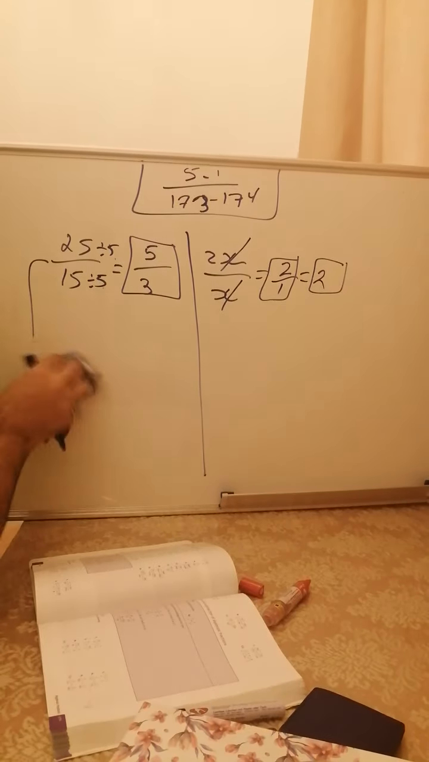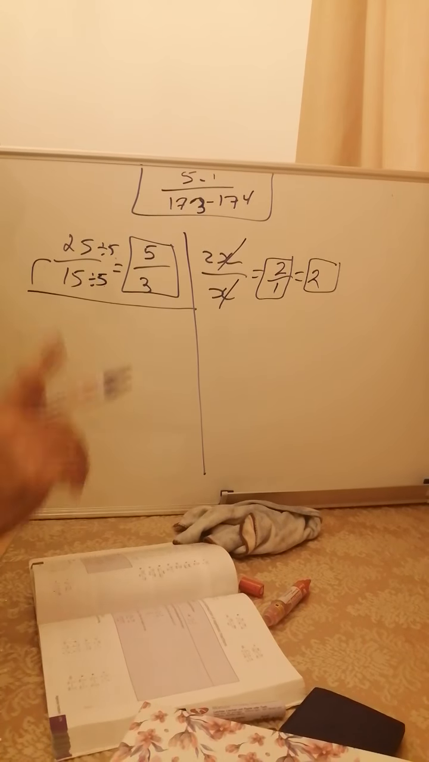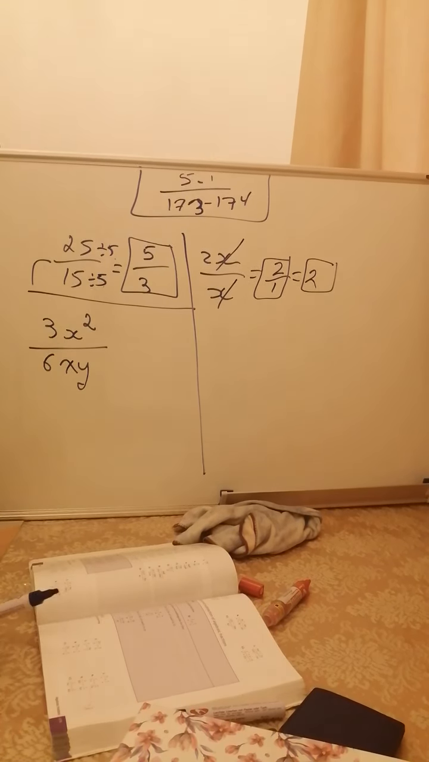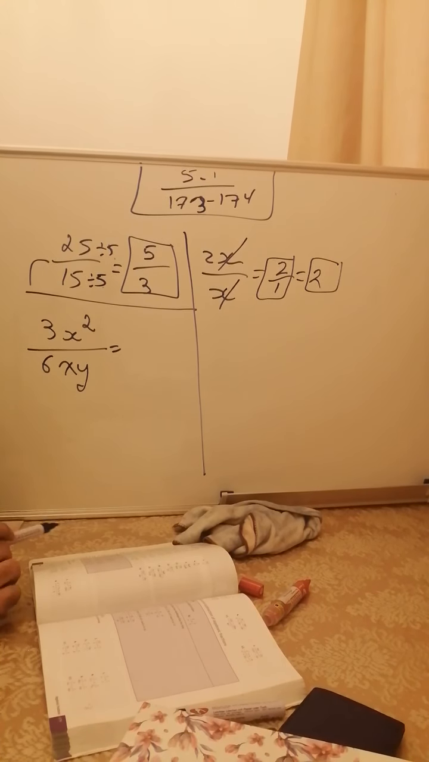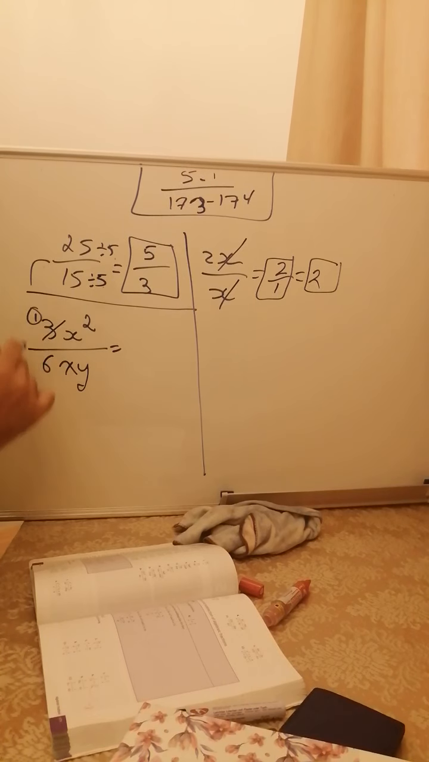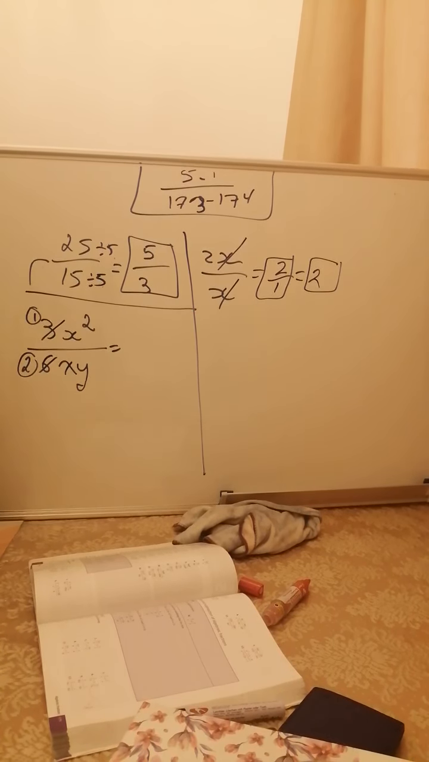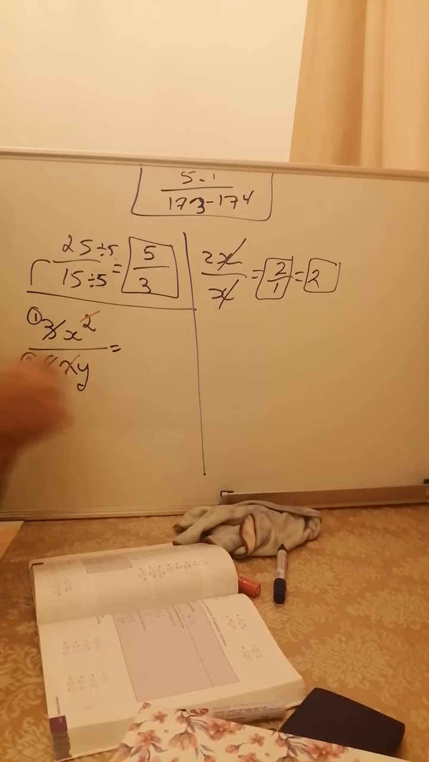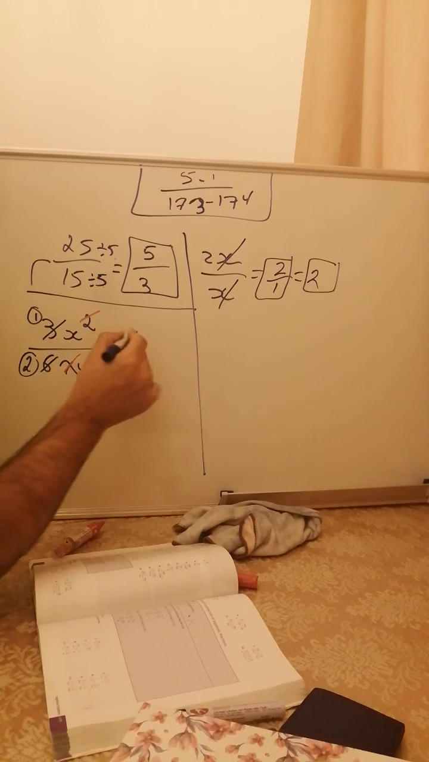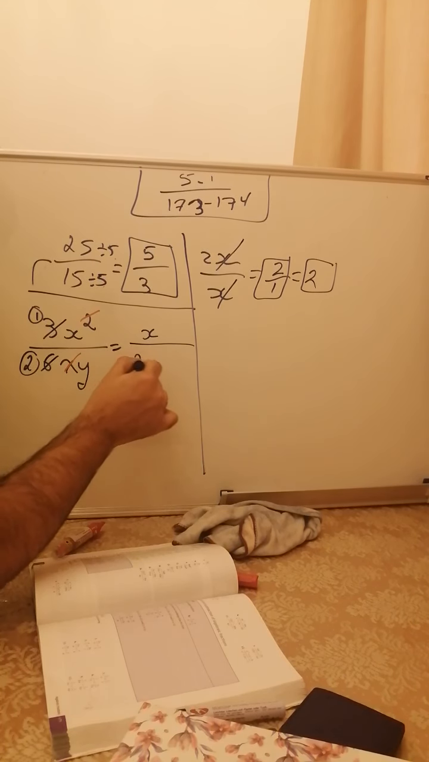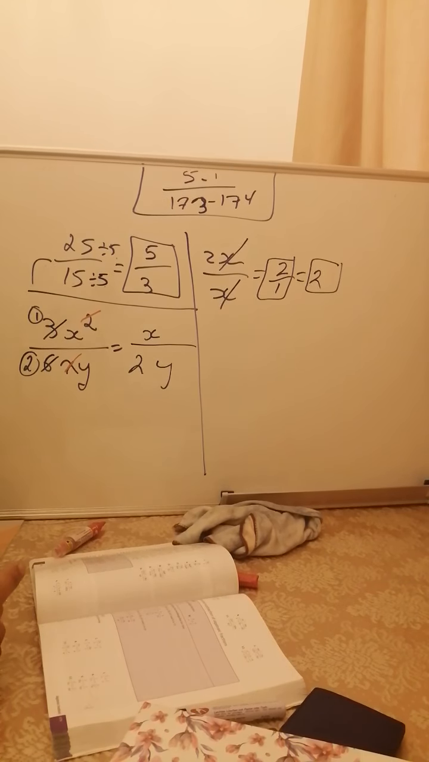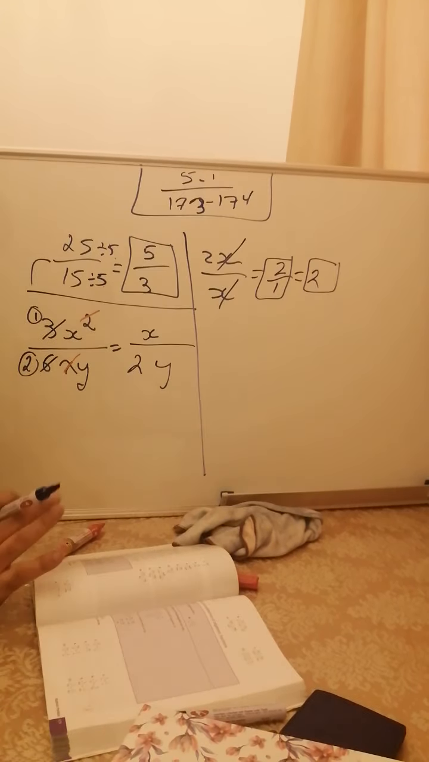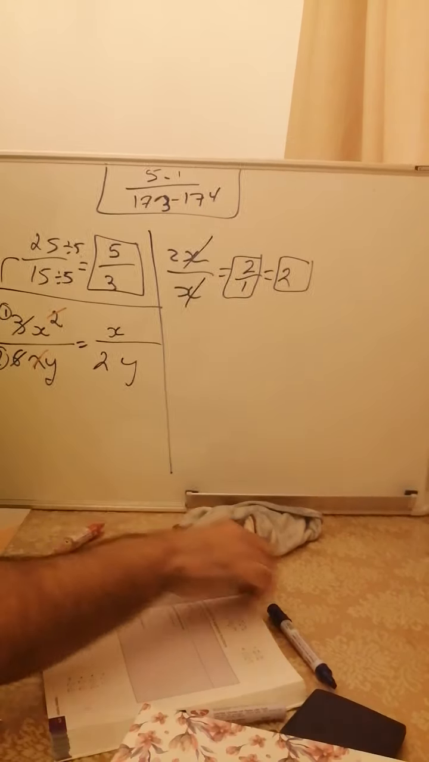Another example. What if we have 3x squared out of 6xy? Let's start with the numbers. If I divide by 3 here, I will get 1. If I divide by 3 here, I will get 2. Now, I have x power 2, so I have x times x and x. I cancel this with that. So the rest up is x out of 2. I have nothing up for y. So this is the answer. Let me just double check. 3 over 6, 1 over 2. Yes, you can put 1 here or you can leave it, no problem.